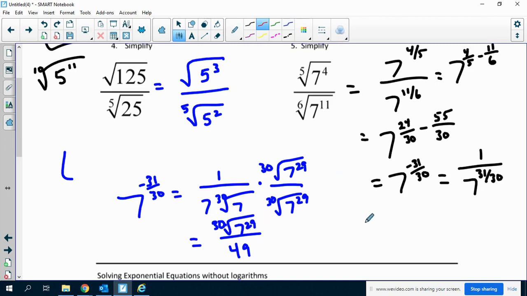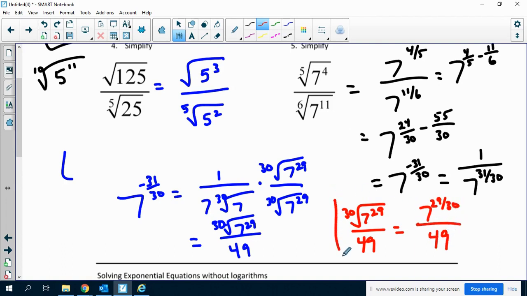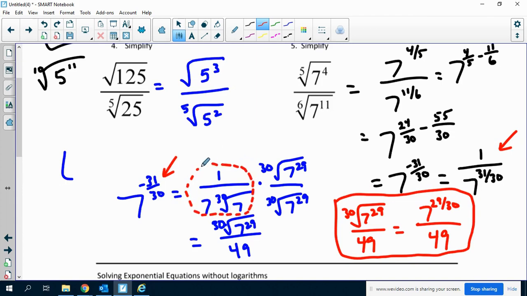So if I want to write this as a final answer, I would have 49 on the denominator and the 30th root of 7 to the 29. We don't expect you to know what 7 to the 29 is. And then if we were writing this in exponential form, that would be 7 to the 29/30ths over 49. So both of these, the left one's radical form, the right one's exponential form, would be the accurate answer. We can't leave it as either this or this or this, because all of those would have radicals in the denominator, and we have to rationalize the denominator in this problem.